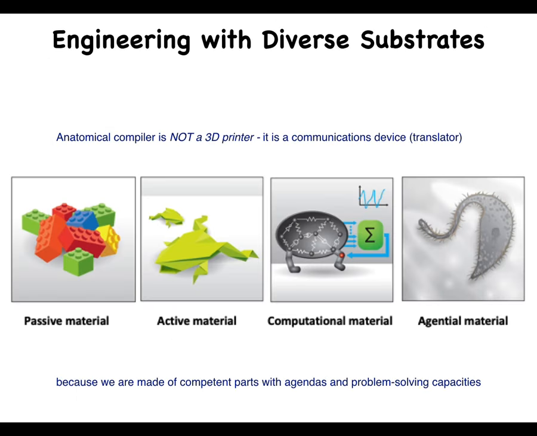And I'm going to argue that here's what's happening here, is that this anatomical compiler, this thing that's going to allow complete control over growth and form, is nothing like a 3D printer. It is not about micromanaging the details as you would when you were engineering with a passive material such as Legos, where you're in charge of every single piece. It's actually a communications device, because we in biology are not dealing with active matter or even just computational matter. We are dealing with an agential material because we're made of competent parts with agendas and problem-solving capacities. And so the goal is to transmit the needs of the regenerative medicine worker or bioengineer to the collective intelligence of cells, so that that is what they build.